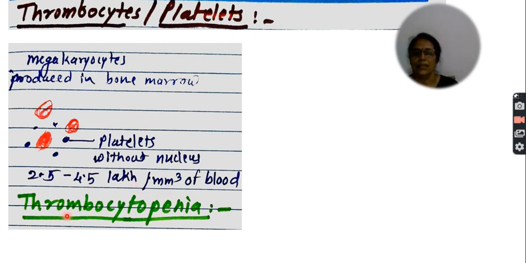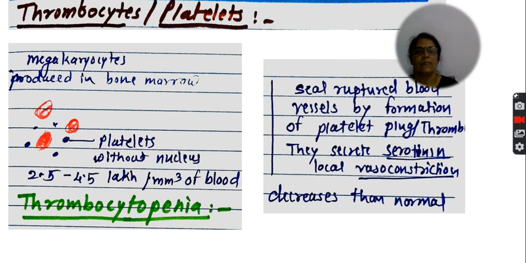And the thrombocytopenia. Okay. So it seals the ruptured vessel by the formation of a platelet plug, and they secrete the serotonin for local vasoconstriction. In thrombocytopenia, the platelets decrease than normal.